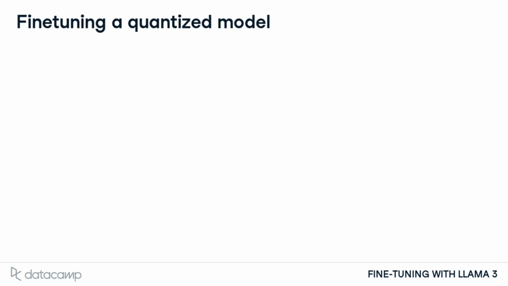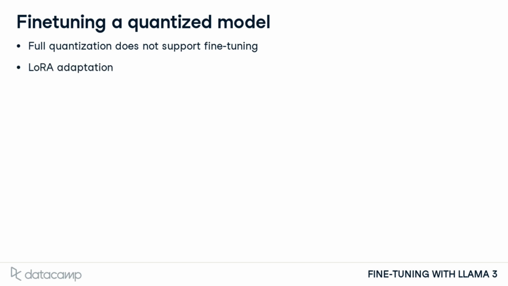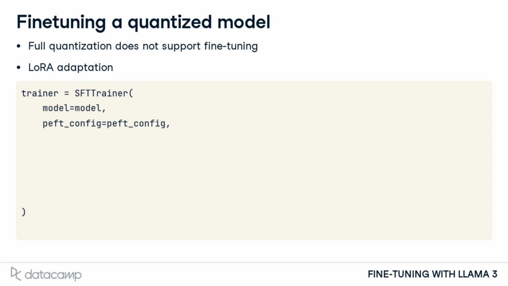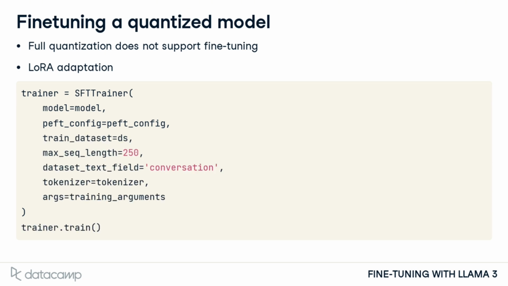We can't directly fine-tune a quantized model since the weights are discretized. To get around this issue, we can use something we have already learned, LoRA adaptation. We can use the SFTTrainer to pass in a quantized model that we loaded with bits and bytes config, and pass in an instance of the LoRA configs using the PEFT library to PEFT config. Then, we can train the model as usual, with LoRA adaptation using trainer.train.